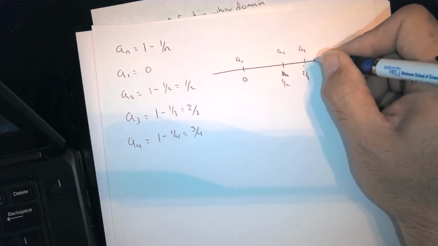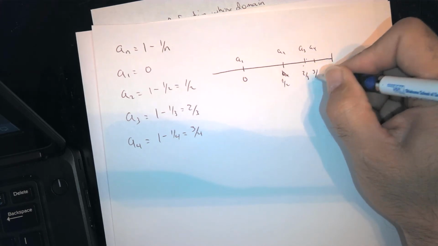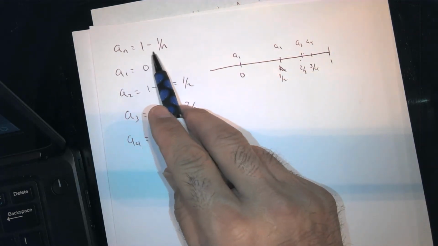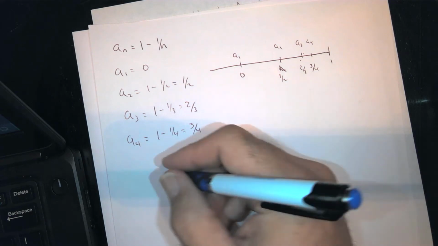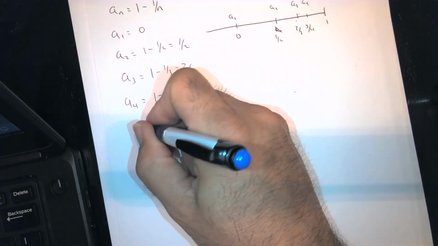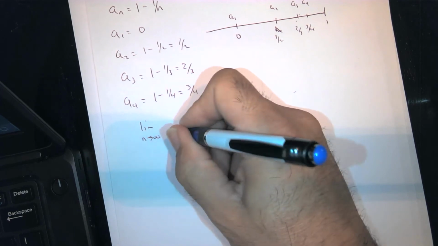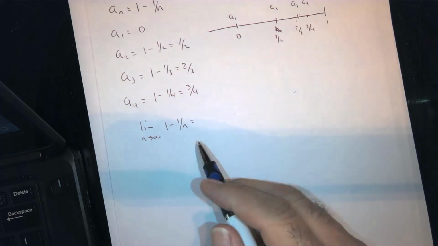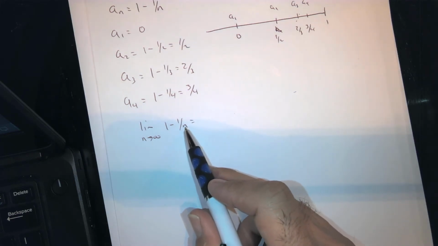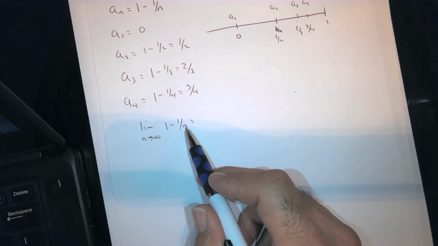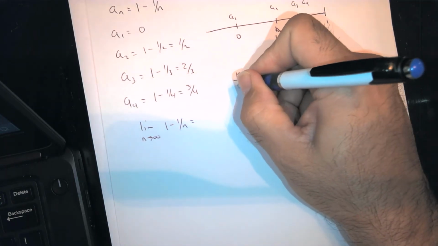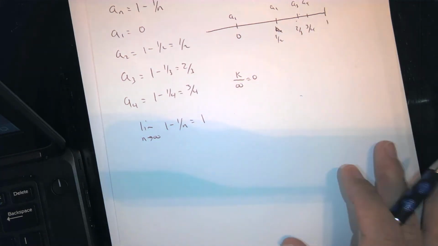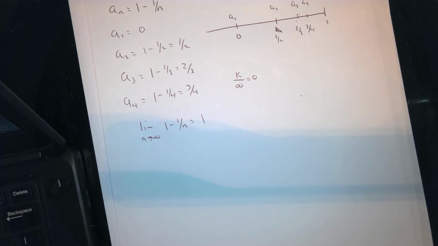Here's a sub 3, and a sub 4 is going to be 3/4, and we can go on and on, getting closer and closer. But what we want to do is find out what the limit of this sequence is. The way we're going to write that is: what is the limit as n approaches infinity of 1 minus 1 over n? As n gets bigger and bigger, this is going to blow up to infinity, and 1 divided by infinity, if you recall, a constant divided by infinity is 0, so this is going to approach the number 1. So this sequence right here is approaching the number 1.